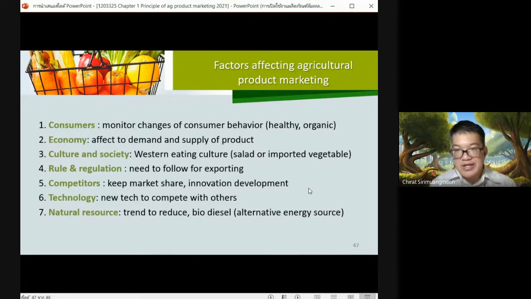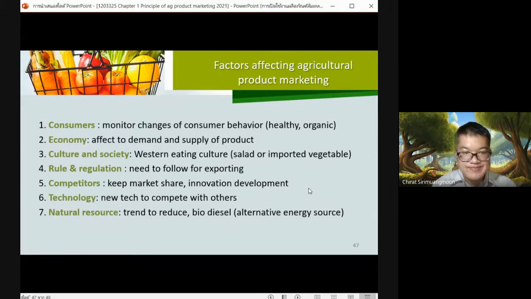The whole process of agricultural products marketing will get involved in many parts. First one is consumers. So you need to monitor the consumer change, the change of the behaviors. Like for now, they're concerned about healthy and organic. So that is the key point for making the agricultural products.